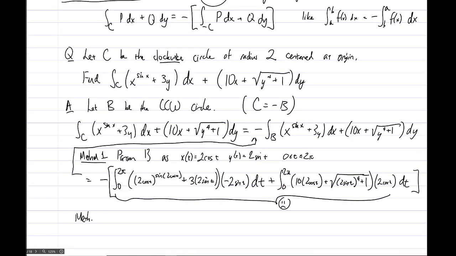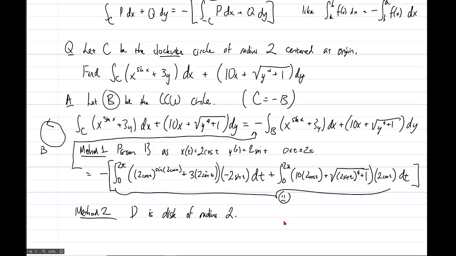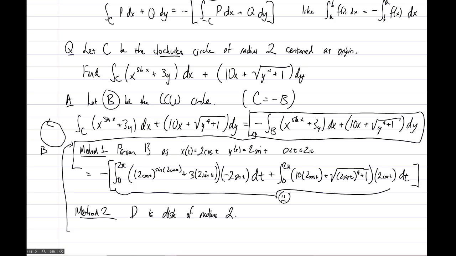So method 2, instead of doing these integrals, now that we have b traveling in a counterclockwise direction, we can talk about d. D is a disk of radius 2. So it's the filled-in circle of radius 2. And we can say that the same integral that's over back here ends up equaling the double, let's copy the minus sign. Sorry about that. Let me circle it in green here. We've copied on the minus sign first.